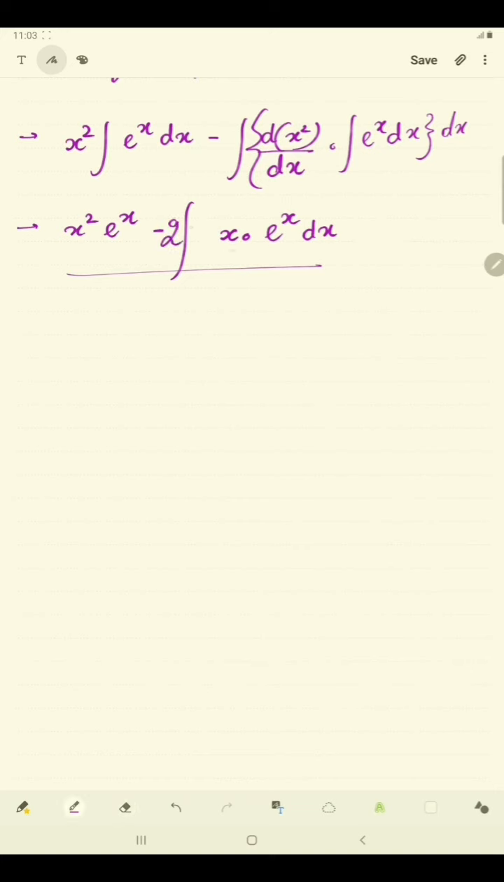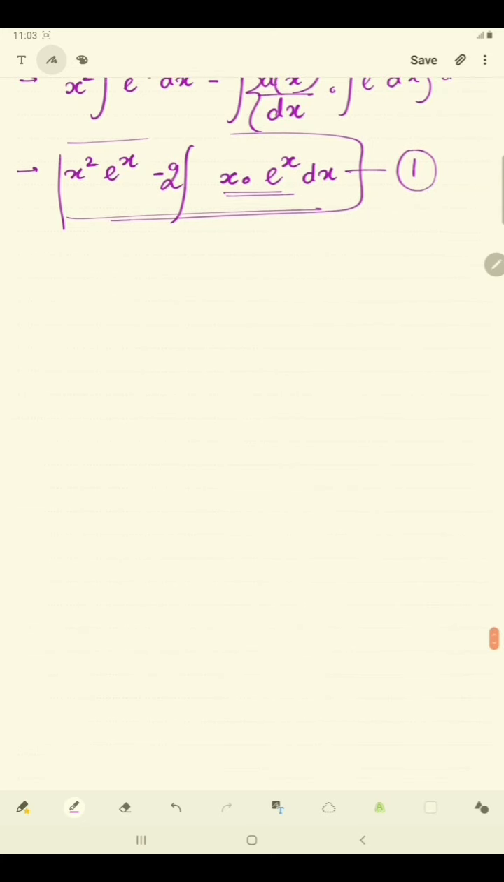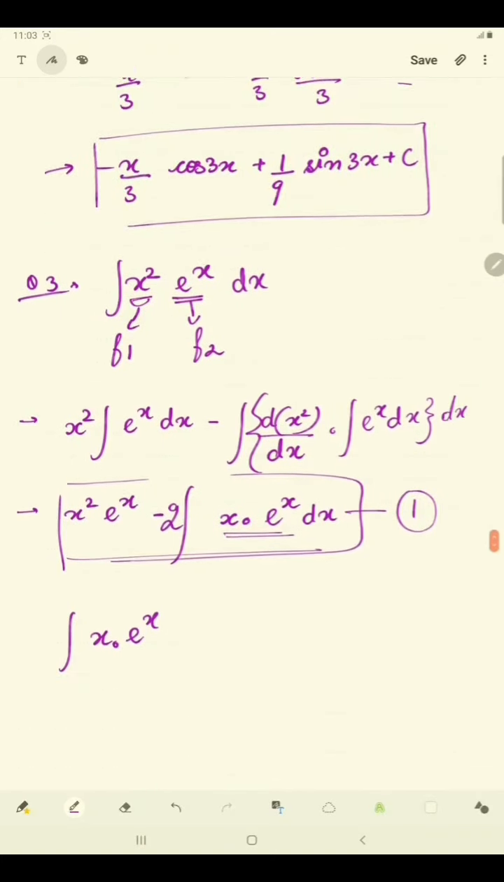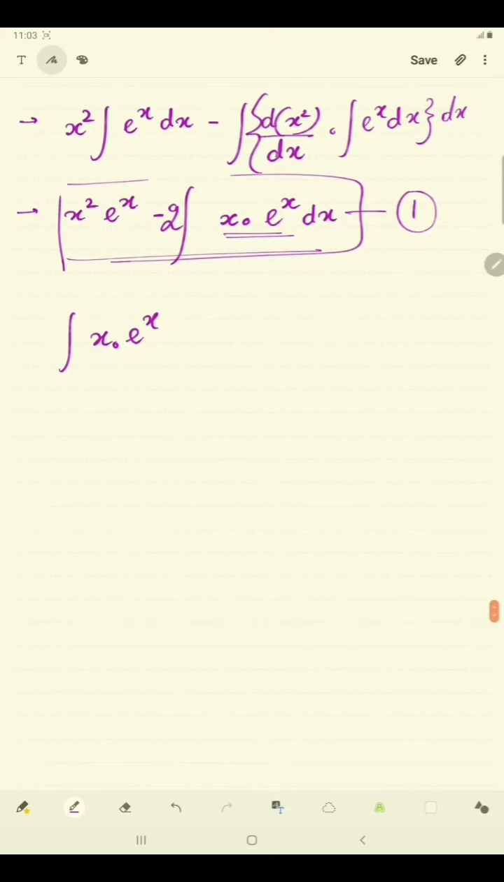Now the problem arises that we don't know the integration of x dot e to the power x. If you observe it carefully, you will notice that this again needs to be solved by parts. So we need to leave this part over here and take it as equation 1. Now x e to the power x is another question, so we have a question within a question. Now we have x into e to the power x dx. We need to solve this first, so taking this as f1 and this as f2.